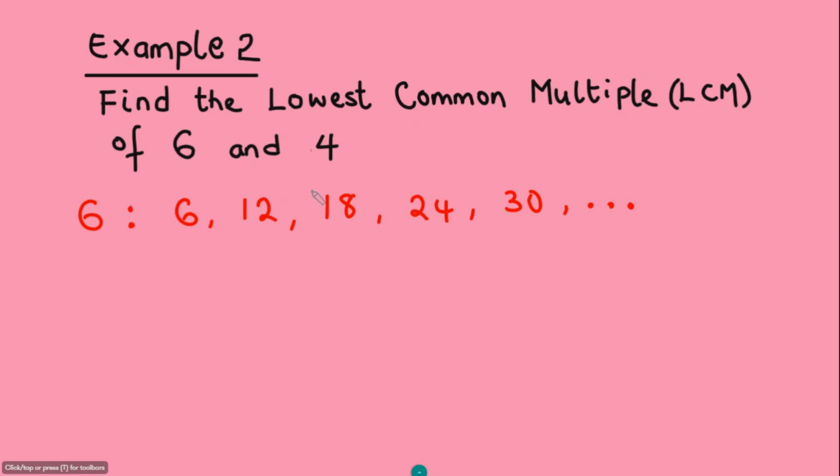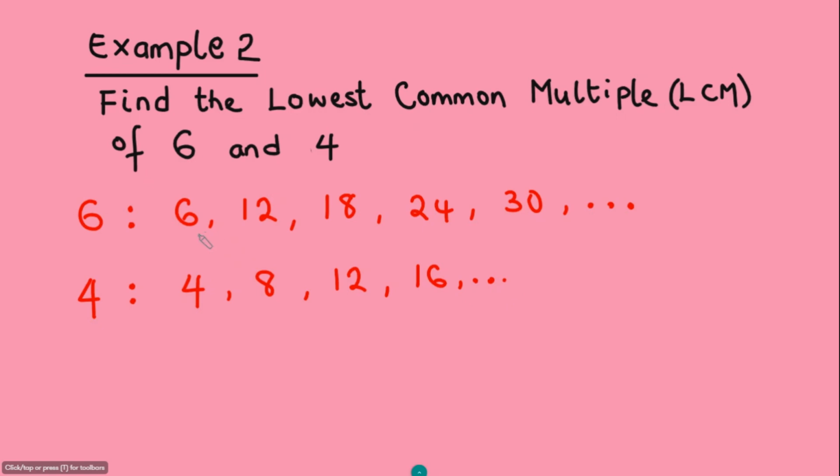Now we move to the next number, 4, and then list the multiples of 4. The multiples of 4 are 4, 8, 12, 16. Of course, the list continues.